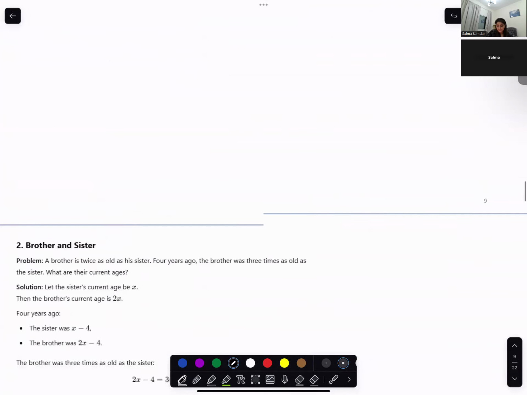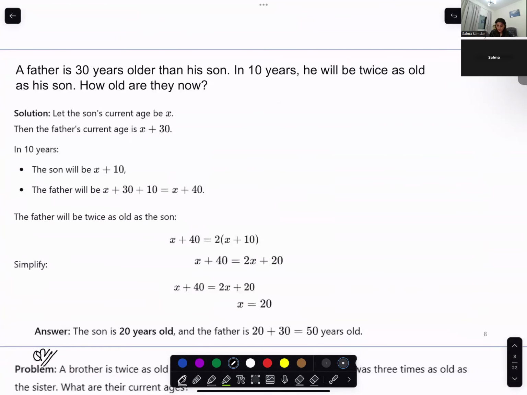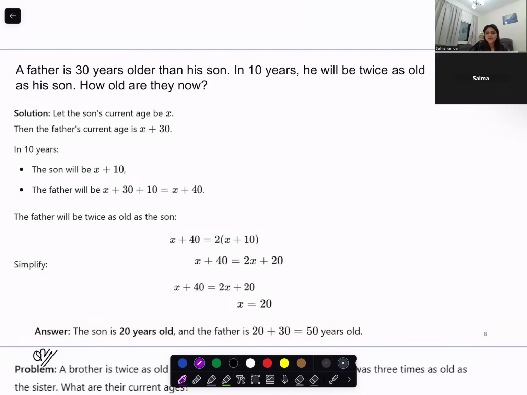Let me do one with you. What do you have to find? How old are they now? Father is 30 years older than his son. Okay, that means a father is 30 years more than his son. So I would say the son is smaller. Whoever is smaller, keep them x. So let the son's age be x. So father's age will be x plus 30, he's 30 years older.